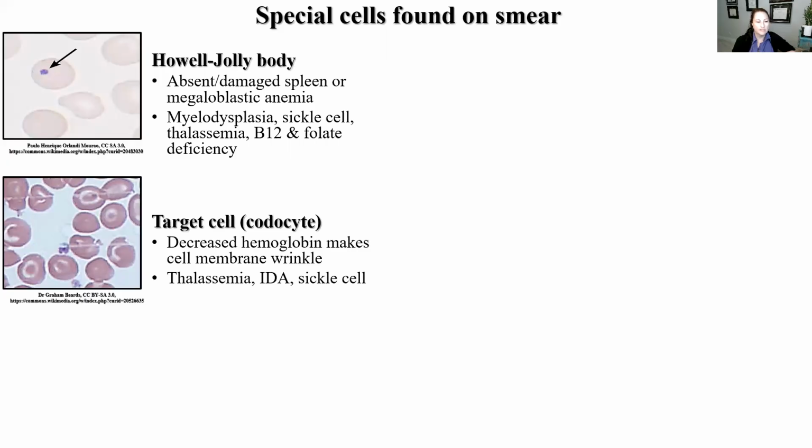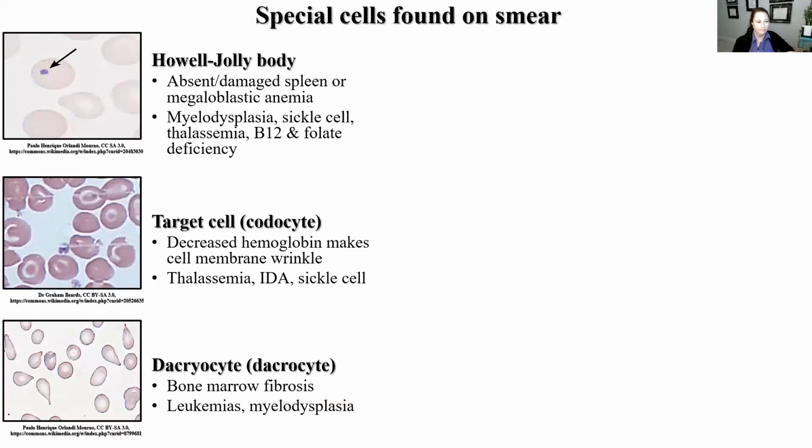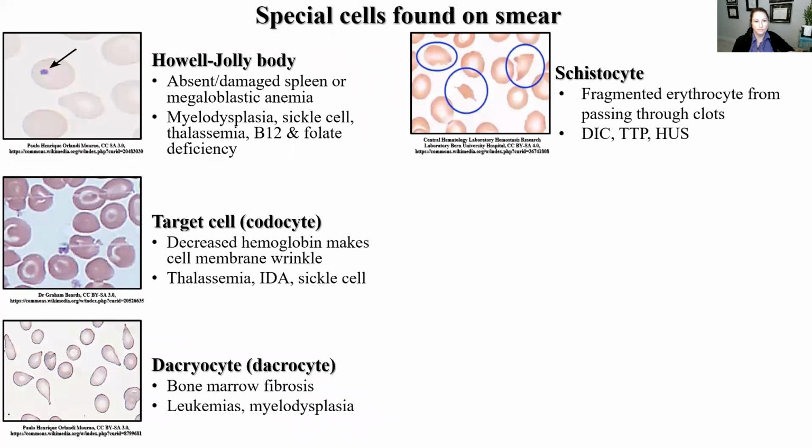Then we have a target cell, or a codocyte. What happens here is that there's a decreased level of hemoglobin, so it makes the red blood cell kind of wrinkly. We'll see this in thalassemias, iron deficiency anemias, and sickle cell anemia. Dacryocyte or dacrocyte, same thing. Bone marrow fibrosis is what causes these cells, so we see these in our leukemias and our myelodysplastic syndromes.